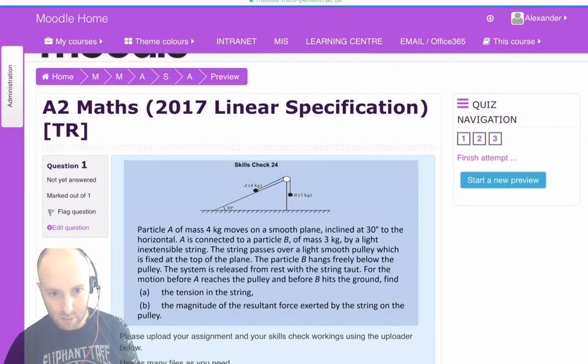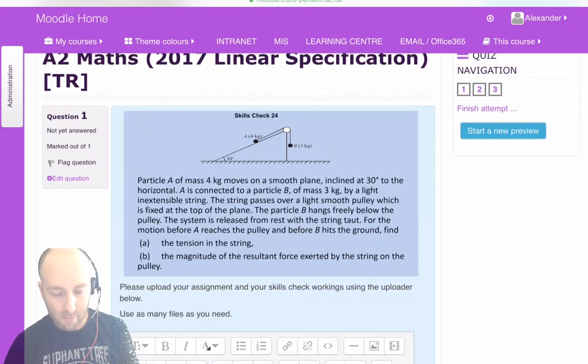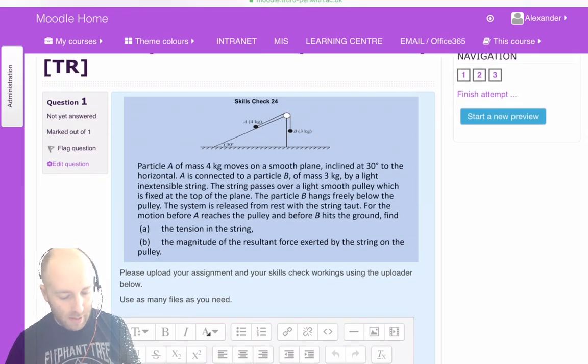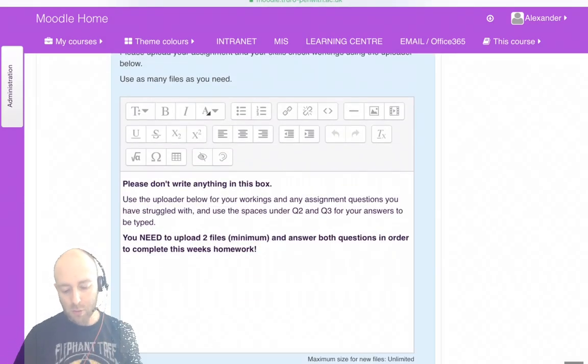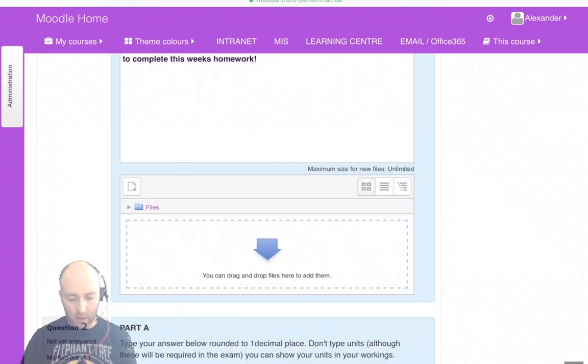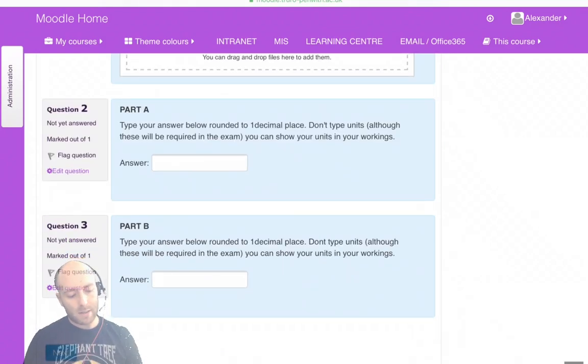So, a standard skills check, as you'll have seen them before. Don't write anything in this box unless it ever asks you to. You can upload your workings with this uploader here. And then you're going to type your answers in part A and part B. And what this will do, it will instantly mark your work.